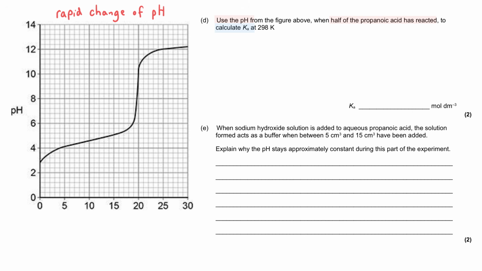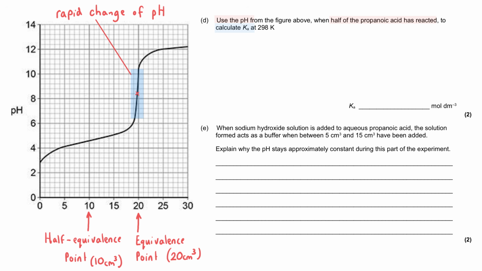This is found in the region where there is a rapid change of pH, which is this region I'm highlighting here in blue. It's not totally vertical, so I'll be judging from this point halfway up the line here. And to the closest half a square, this gives me an equivalence point of 20 cubic centimetres. And so the half equivalence point will be 10 cubic centimetres.